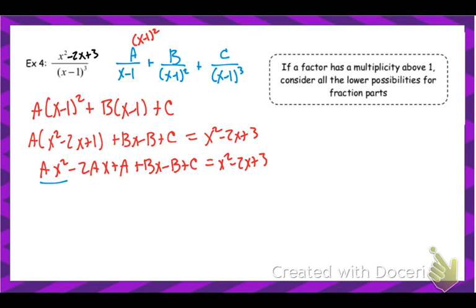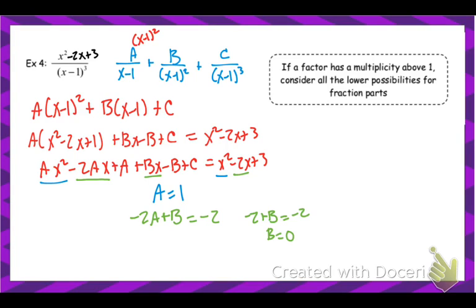So the first one is just my x squareds. Well, I have Ax squared and then just a 1x squared on the other side. Well, that means that A has to equal 1. Then we'll go on to the x's. Minus 2Ax plus Bx is going to have to equal negative 2x. That means negative 2A plus B has to equal negative 2. Well, now I already know that A is 1. That means that negative 2 plus B is negative 2, which means that B is 0.